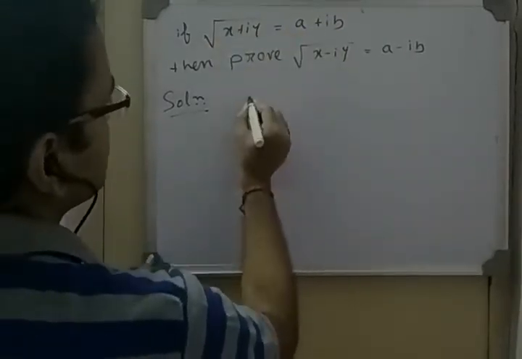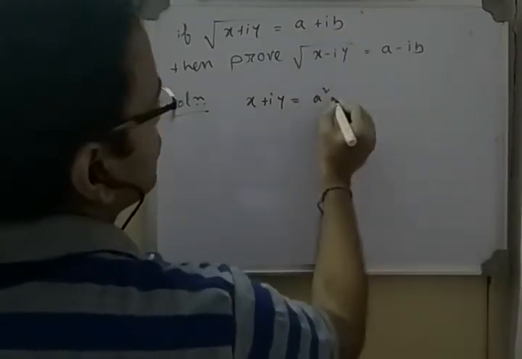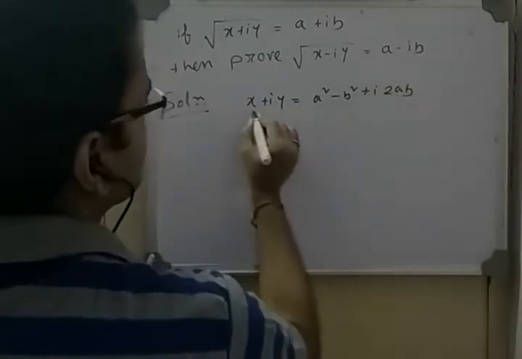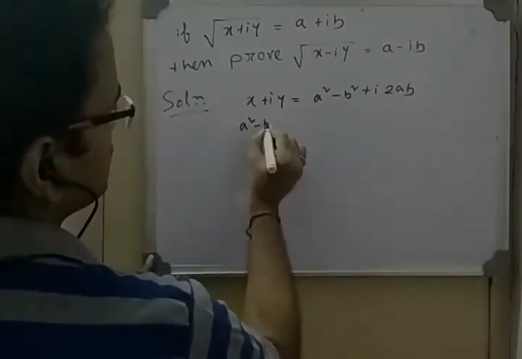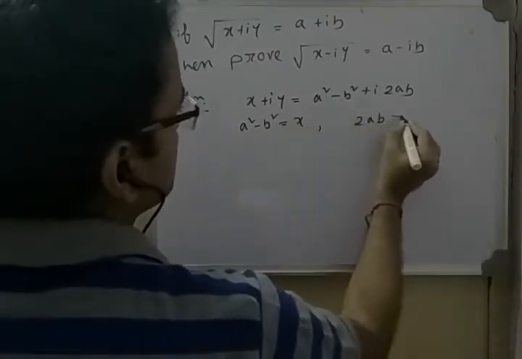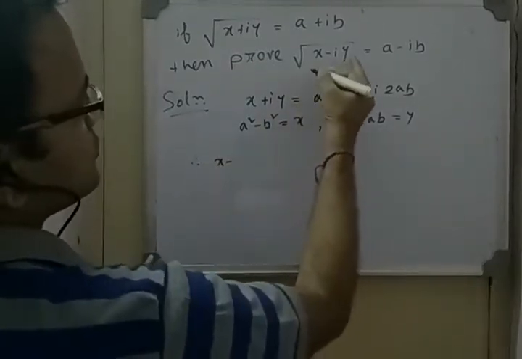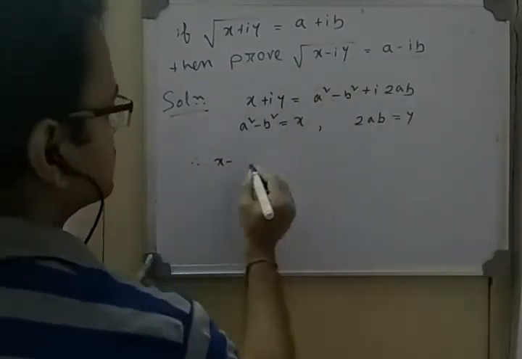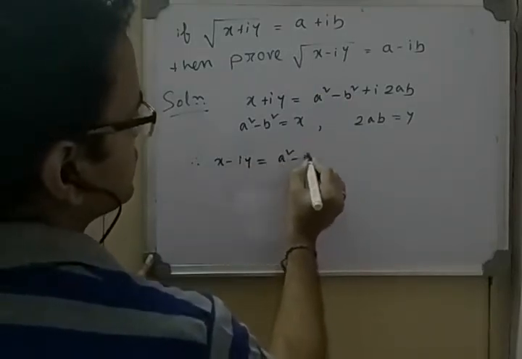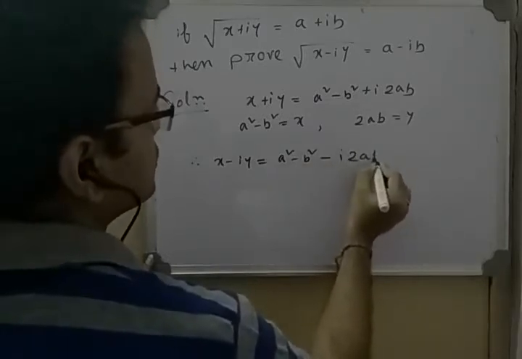I have this, so I will square both sides. So x plus iy equal to a plus ib whole square, so a square minus b square plus i into 2ab. So comparing real and imaginary parts, I will get x equal to this and 2ab equal to y. So I need to prove this. Okay, so x minus iy, I will first find out this. So x is this minus iy, i into y.